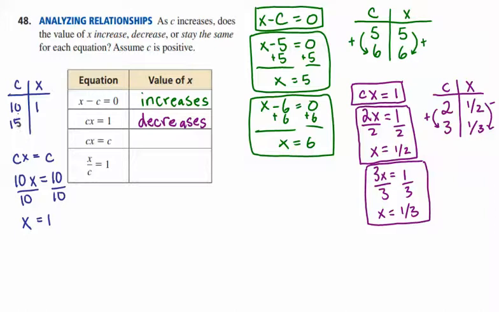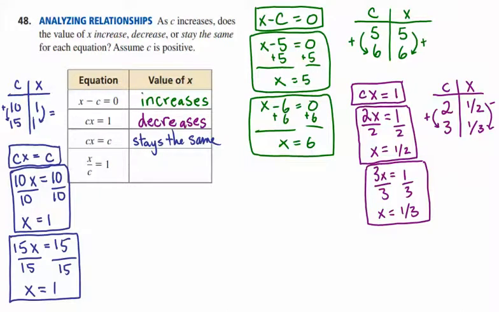Let's pick an increased value of c. For example, c is equal to 15. Plug it in for c in both places in our original equation, and we'd get 15x is equal to 15. Divide both sides by 15, and we have x again is equal to 1. So what happens as c goes up from 10 to 15? x stays equal. x is the same. So we would say here then that x stays the same. All right?